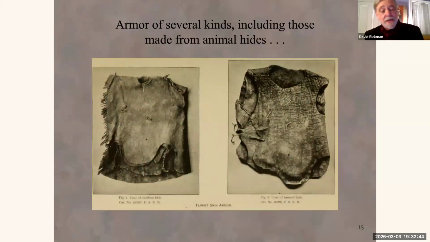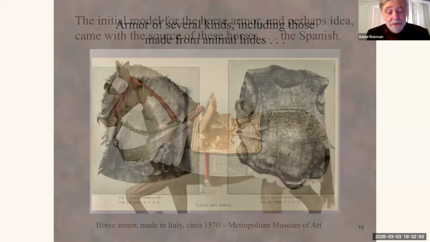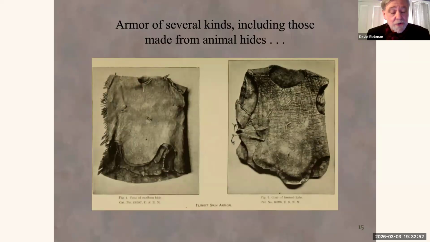Now, armor of several kinds, including those made from animal hides, has been worn by Native American tribes from ancient times and all across the continent, though not in all places. These, for example, are Alaskan, Tlingit, but they're similar to those described for 17th and 18th century Plains Indians. When horses were introduced in numbers to the Great Plains in the 17th century, indigenous armor traditions were extended to these valuable animals.